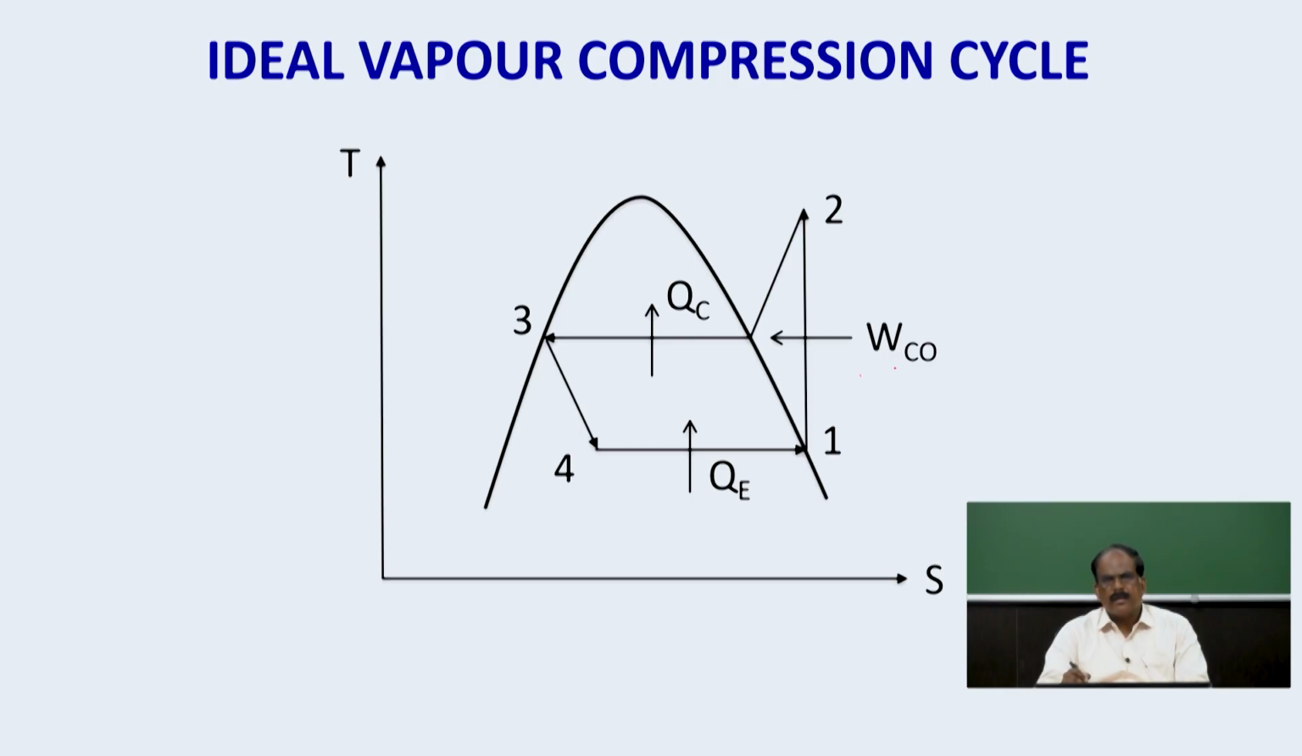And there is one work transfer quantity, that is how much electric energy has been used by the compressor in order to raise the pressure of the refrigerant from low pressure to high pressure. So, if you see the energy balance, QE plus WCO will be equal to QC. Since compressor and condenser both start with the letter C, I have used C for condenser and CO for compressor. Let me repeat, CO refers to compressor and C refers to condenser.